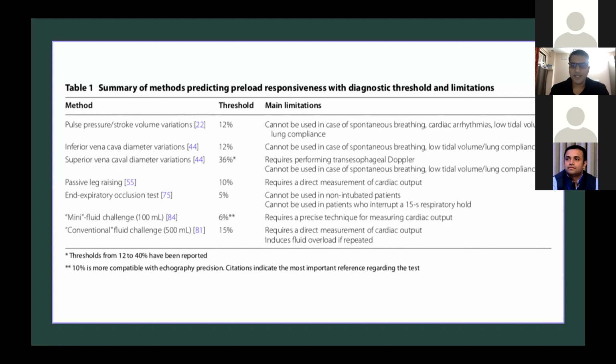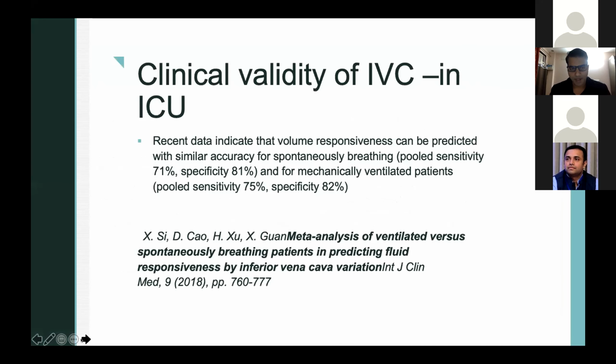So these are all the limitations that we have with both the static and the dynamic parameters that we use during fluid resuscitation. Now, how valid is IVC in the ICU? The recent data indicates that volume responsiveness can be predicted with similar accuracy in spontaneously breathing patients. The pooled sensitivity, according to this study, was around 71% and the specificity was 81%, which is decent enough. For mechanically ventilated patients, it was slightly higher, with a sensitivity of 75% and specificity of 82%.